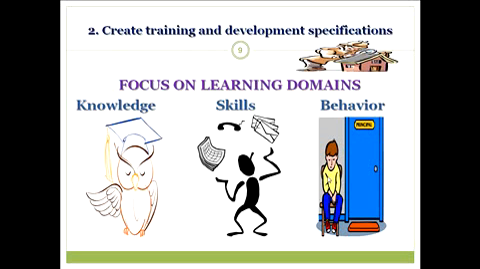Remember, when you're assessing or agreeing on training needs, you're conducting some sort of training needs analysis or prioritizing training. When you're creating training or development specifications, you're looking at what you want to train and what it is that you want to develop in your people. Is it knowledge? Is it skill? Or is it behavior or affective behavior? Put another way.